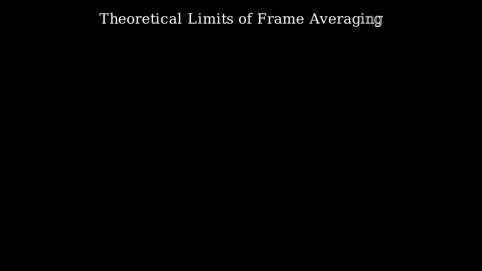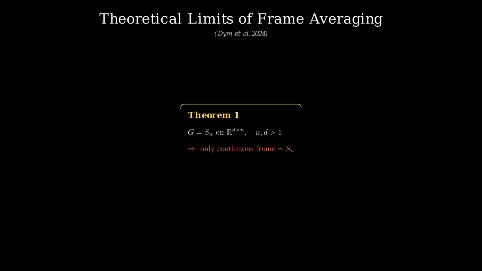Frame averaging sounds like the best of both worlds. But there are fundamental limits. Theoretical results tell us when a finite, continuous, equivariant frame simply cannot exist. For the permutation group acting on n by d matrices with n and d both greater than 1, the only continuous equivariant frame is the full symmetric group Sn itself. There is no smaller finite frame that stays continuous.